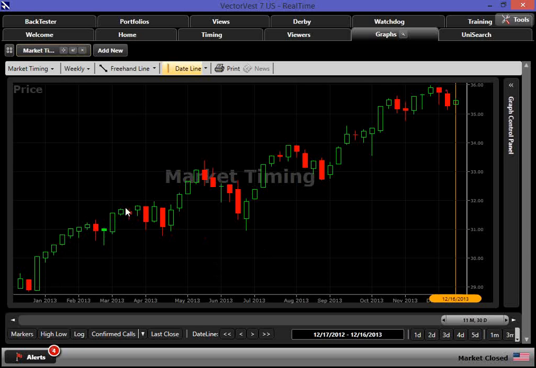So I see 1, 2, 3, 4, 5, 6, 7. Even though it's a doji, I'll give it 8. Yeah, so I've got 8 on this one. Typically, in this 1-year sliding window, I'll see anywhere from 7 to 12. It varies depending on market volatility, that kind of thing.